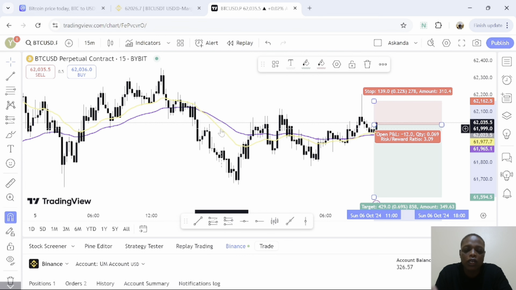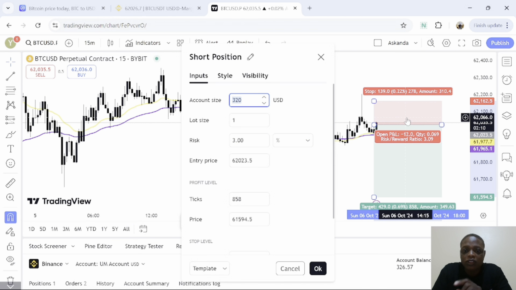So this is how you calculate your position. I've just showed you how to do it properly on Binance. The next video I'll be showing you how to do it on Bybit and also KuCoin. I've also showed you how to add the indicators and also how to even add the price prediction tools, which is very important. So if I double click here, this is how you are supposed to be doing it.